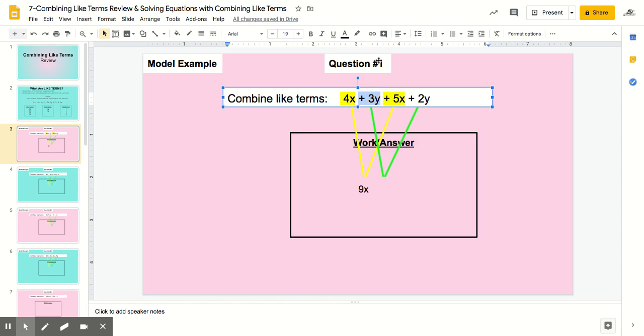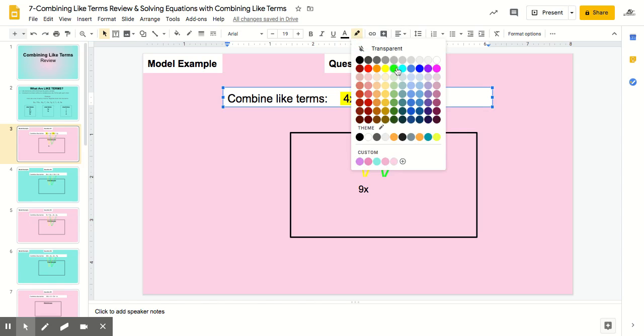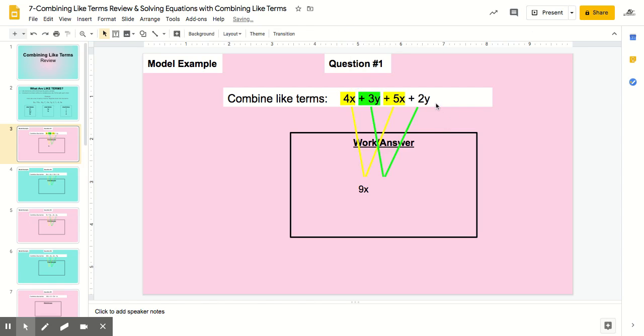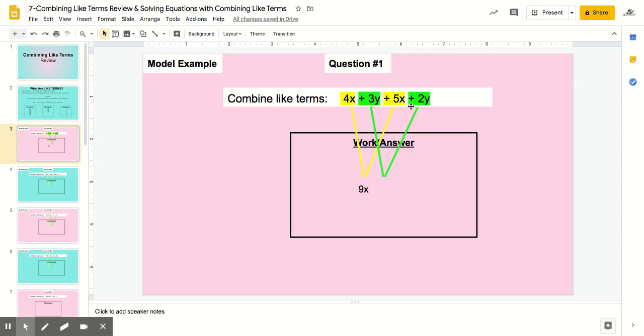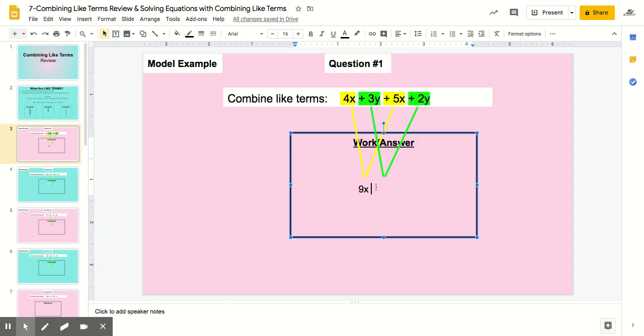Okay. Now I'm going to go back to my expression and see what my other like terms are. Well, I have a 3y, and again, I have a positive 3y. I'm looking for another term that has a y next to it, which is right here: positive 2y. Again, notice how I included both signs when I color coded. Okay, so now I know that I'm adding together two positive numbers, 3y plus 2y. So 3y plus 2y gives me a positive 5y.